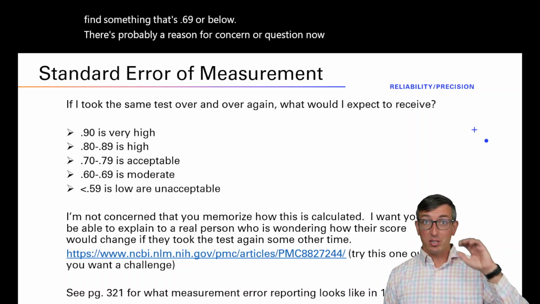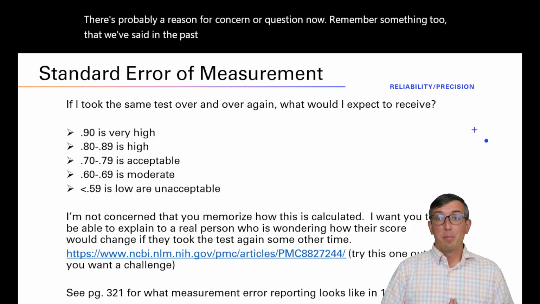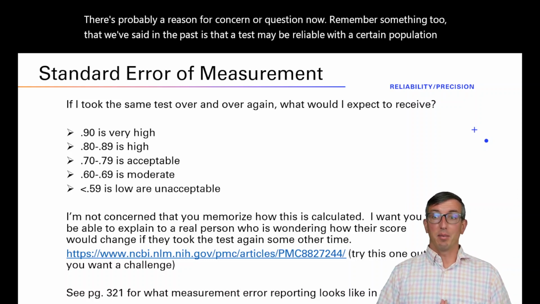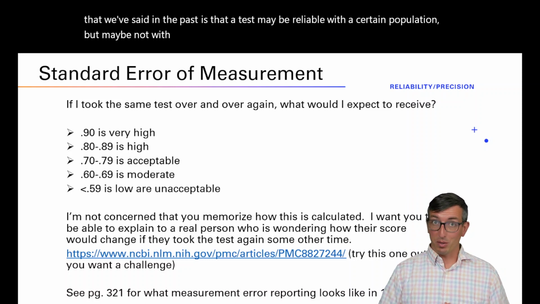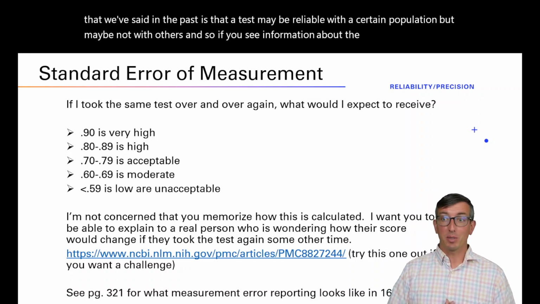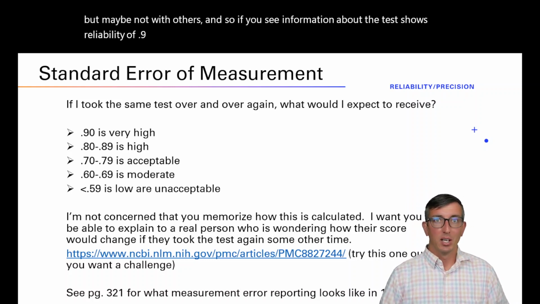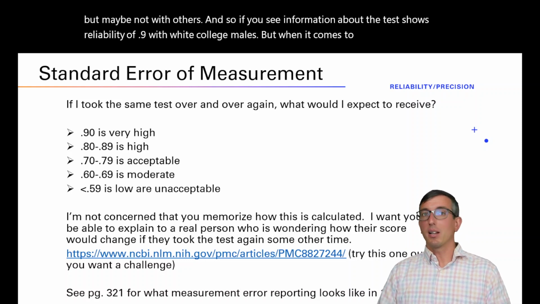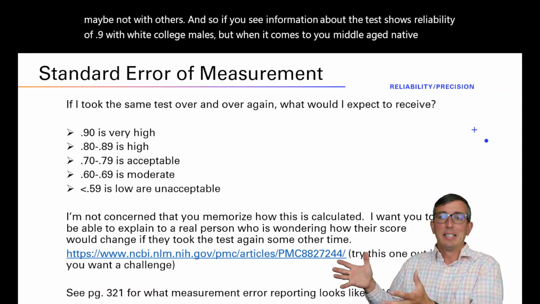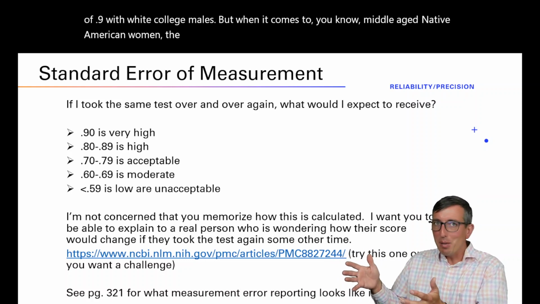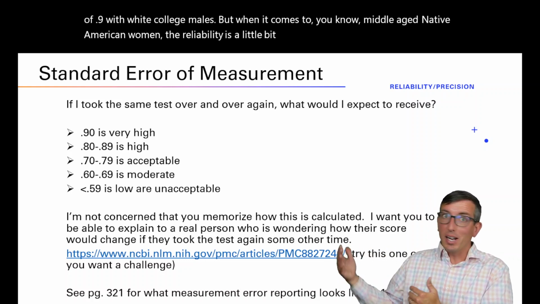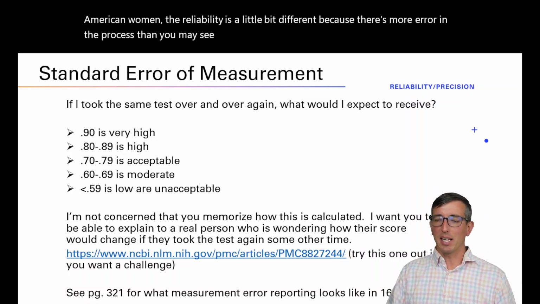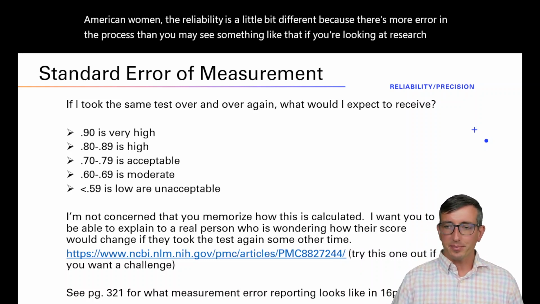Now remember something that we've said in the past, which is that a test may be reliable with a certain population, but maybe not with others. So if you see information that the test shows reliability of 0.9 with white college males, but when it comes to middle-aged Native American women, the reliability is a little bit different because there's more error in the process, then you may see something like that if you're looking at research.